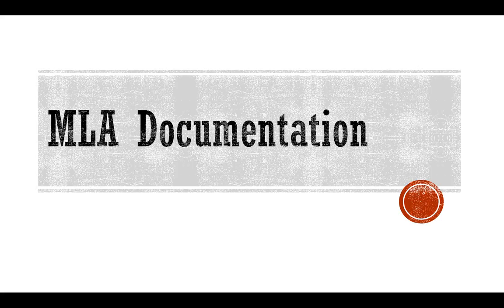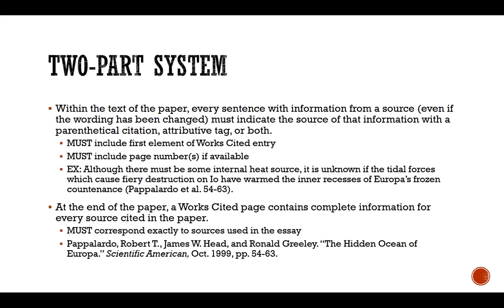Okay, so today we're looking at MLA documentation. When we document sources for any essay that we're writing, we have a two-part system. Within the text of your paper, you need to indicate any idea that came from someone other than yourself. That means every sentence that has information from a source, whether you're paraphrasing it or quoting from that source, has to indicate what source it's from.